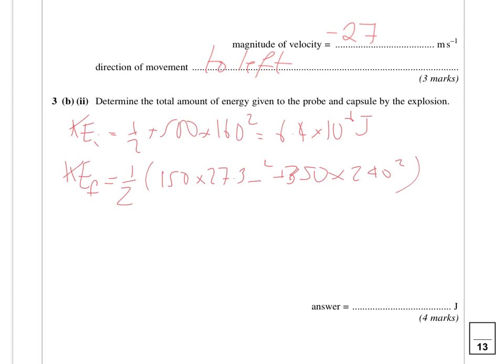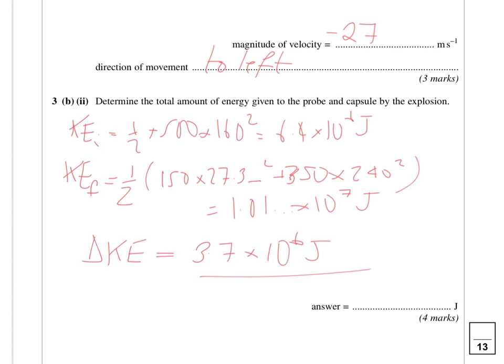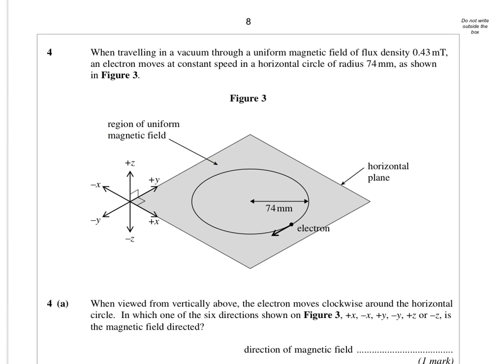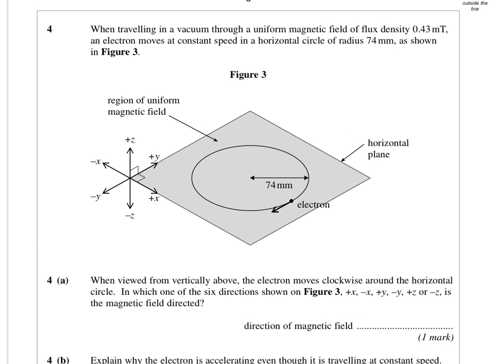You end up with 1.01 times 10 to the 7 joules. So the change in the kinetic energy, or the amount of energy given, is going to be the difference between those numbers. So let's subtract from this 6.4 times 10 to the power 6, which is going to be 3.7 times 10 to the 6 joules, which will be your final answer. Alright, let's move on. So, we're looking at a magnetic field.